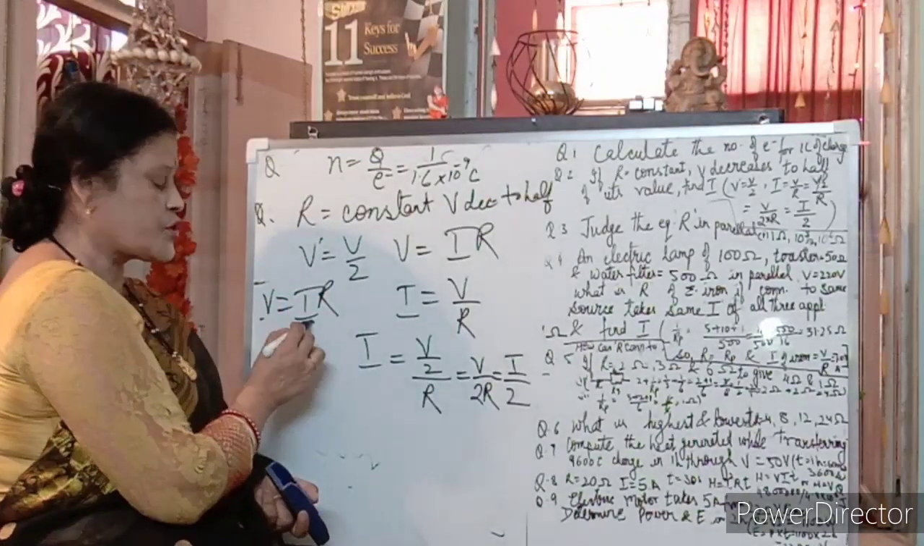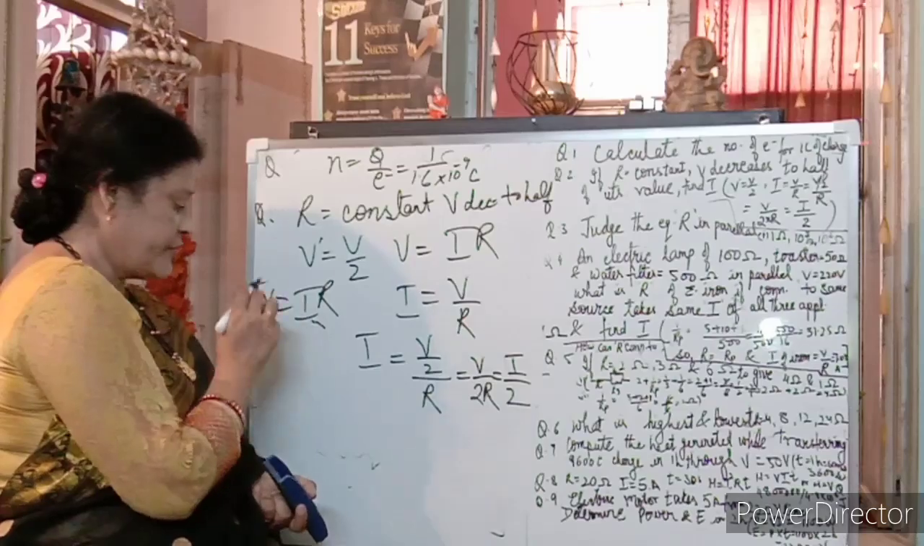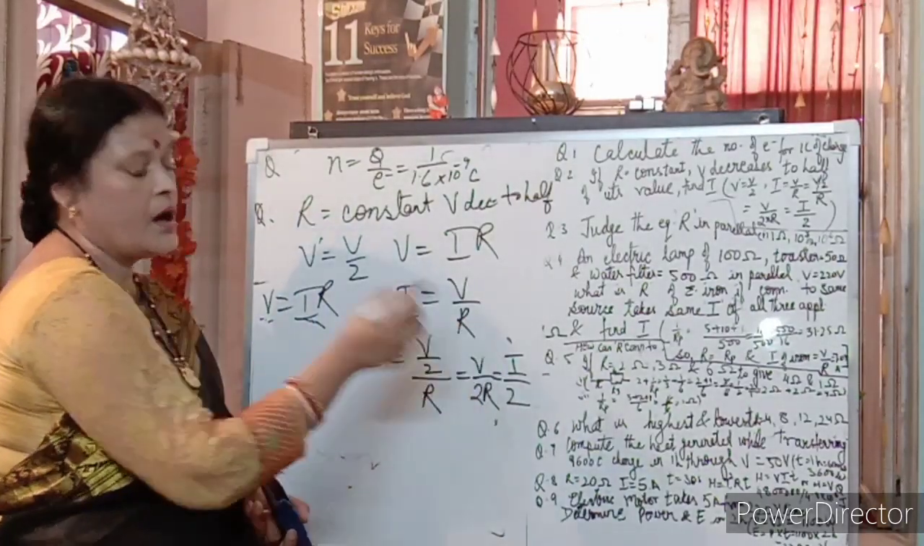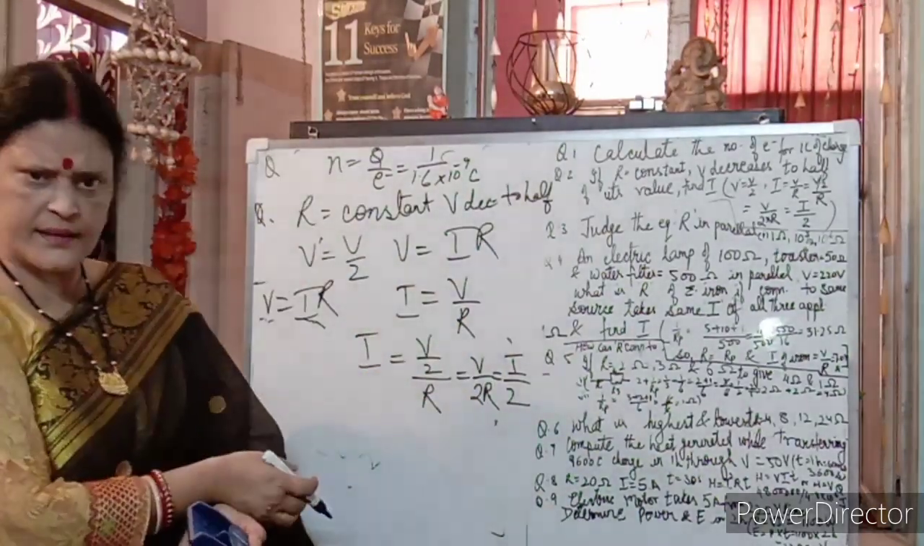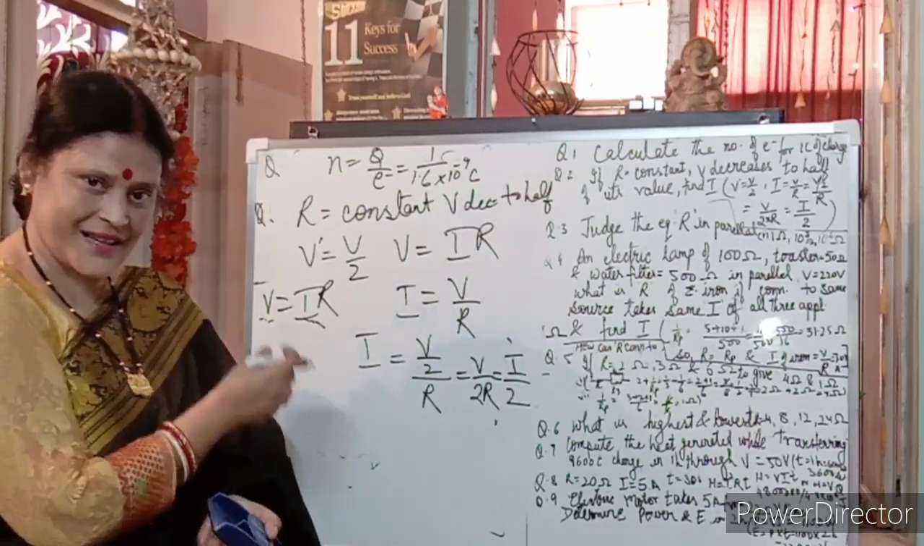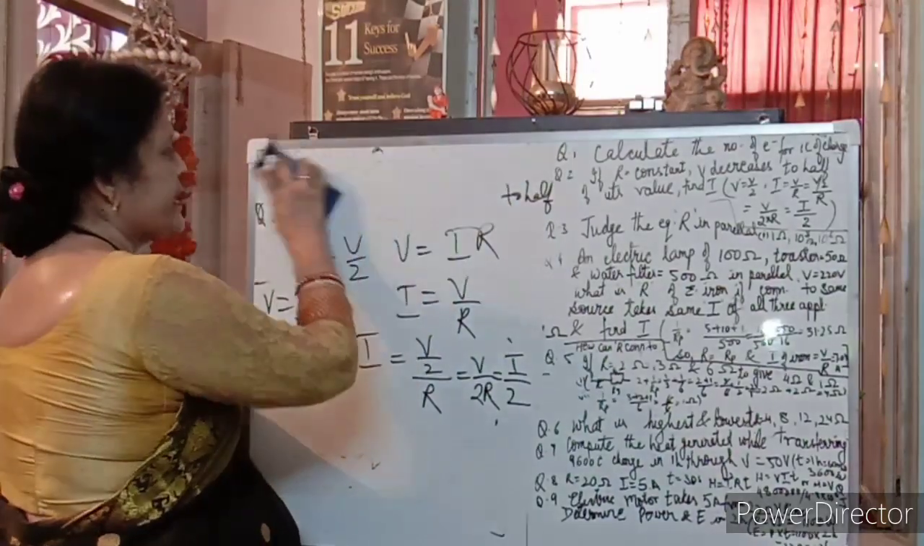V is directly proportional to current. So if V is halved, I is also halved. This is how you will prove it. Nothing is there. Right? This is again from an NCERT question only. Next, come.